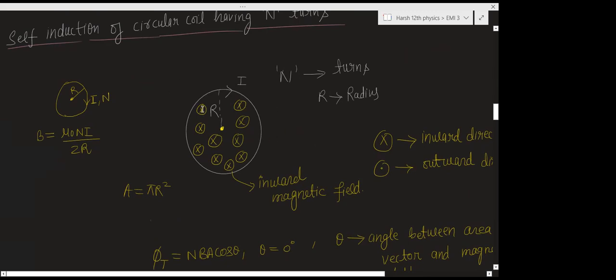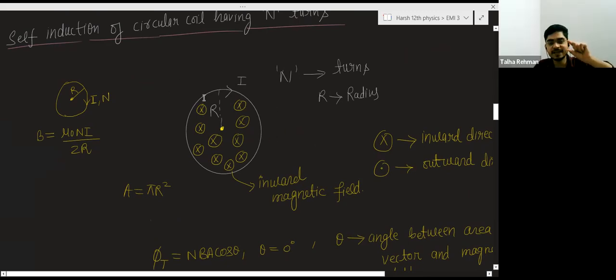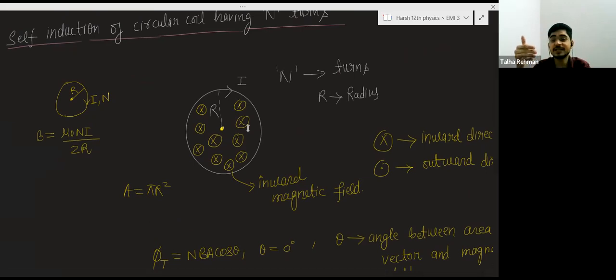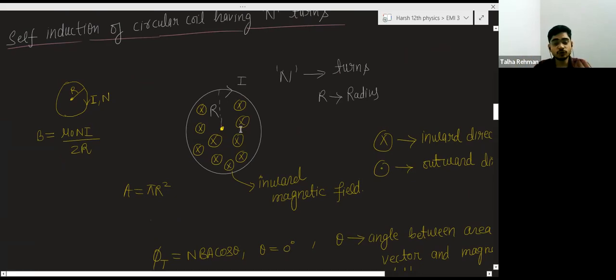I have told you many times that for a plane coil the area vector will always be perpendicular to that coil. So this coil is in this plane, and the area vector can be in the upward direction, or in the outward direction also, but we are taking the inward direction. So the area vector of this coil will be in the inward direction. The magnetic field is also in the inward direction. That is why theta is equal to 0.